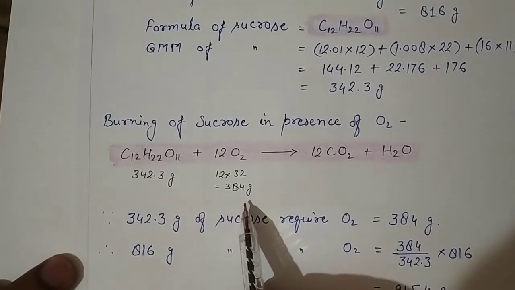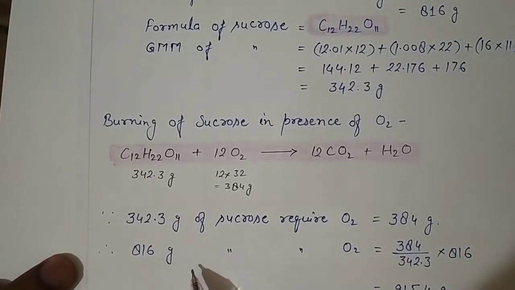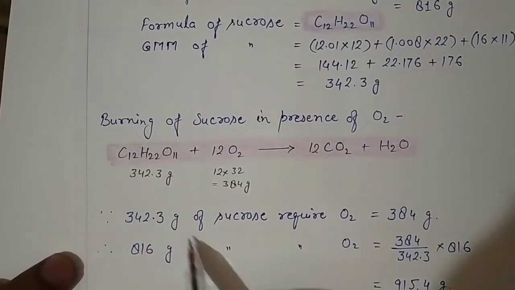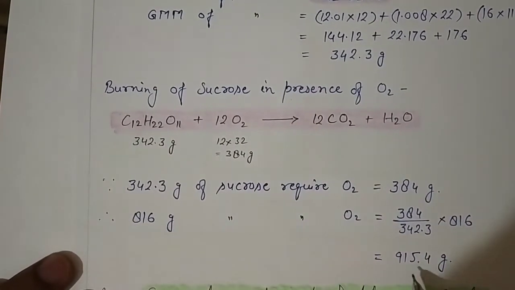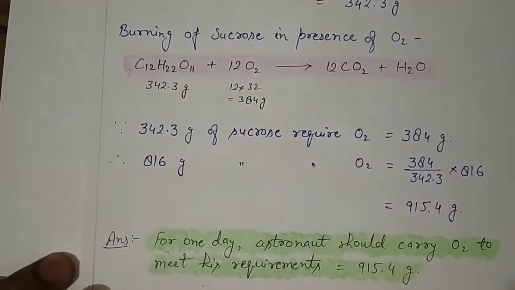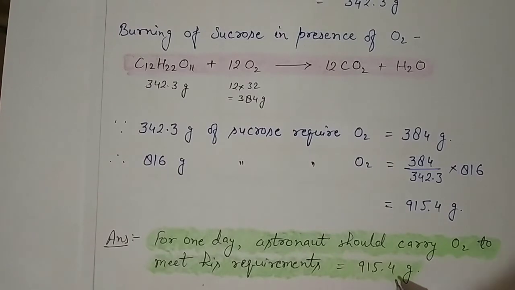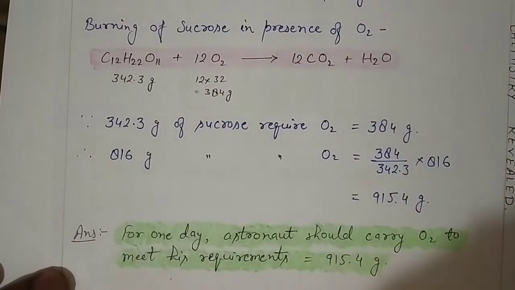So how much is required? Because for 1 day combustion we have already calculated that 816 grams of sucrose is required. So for the combustion of 816 grams of sucrose we require oxygen equal to 384 divided by 342.3, multiplied by 816. When you solve it, you will get the value 915.4 grams. So for 1 day the astronaut should carry 915.4 grams of oxygen to meet his requirements.